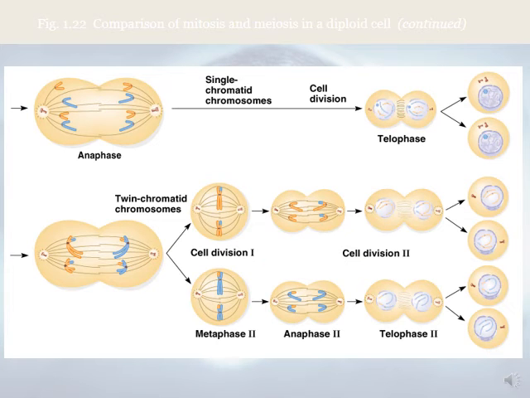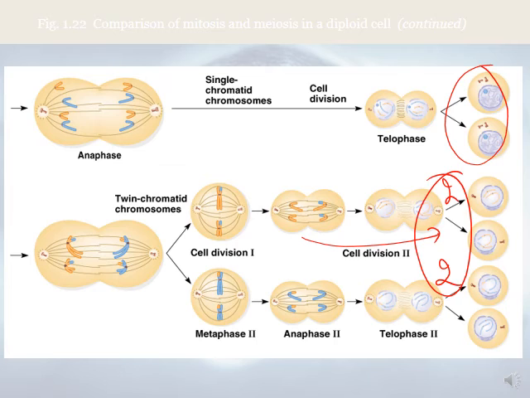Let's now move to the anaphase and the telophase. In mitosis, the sister chromatids are pulled apart, and we have at the end 2 daughter cells. This is the anaphase and telophase. While for meiosis, we have cell division 1, and we have 2 daughter cells at the end, and then we have metaphase 2, anaphase 2, telophase 2, and we have 2 daughter cells. So here we have 2, here we have 2, so the total will be 4 daughter cells, while in mitosis we have only 2 daughter cells.